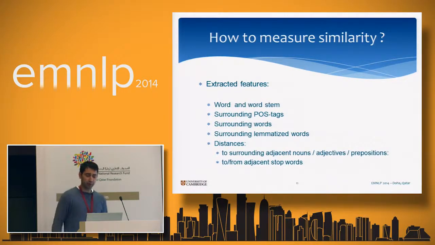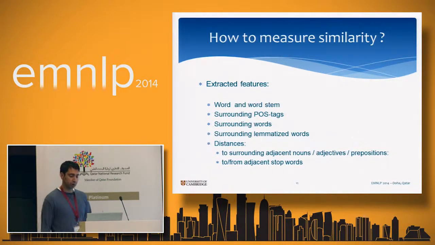So what kind of features do we look for? We look at very surface level features. For example, word stems, surrounding POS tags, surrounding words, surrounding lemmatized words, and distances to the next noun, the next adjective, the next preposition, and things like that. So we don't use any deep features like grammatical relations.